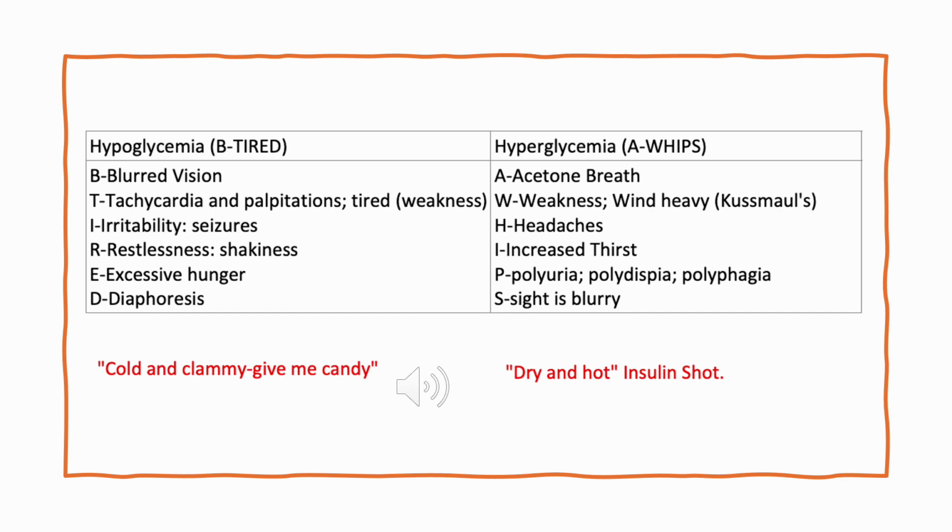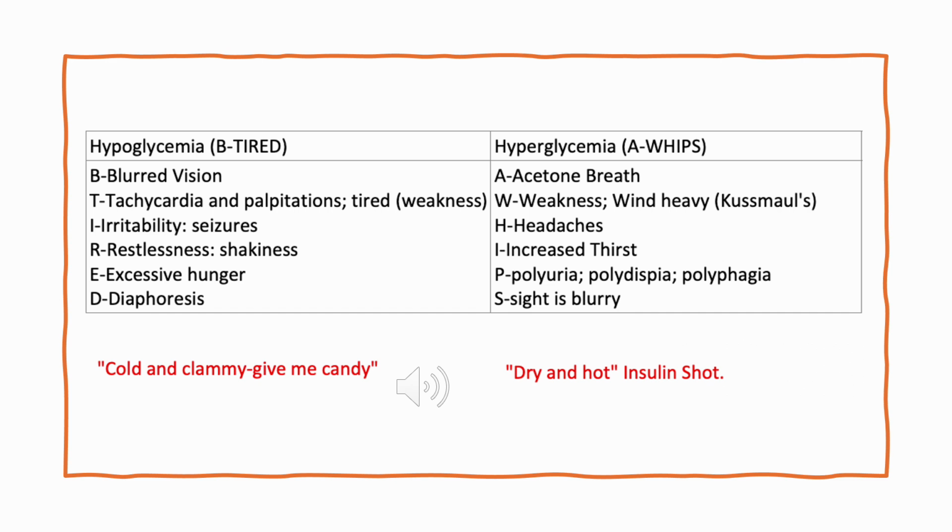T is for tachycardia and palpitations. When your blood sugar goes low, the sympathetic nervous system is activated. That's why the patient is going to have tachycardia and palpitations, which means they could have an irregular heartbeat. They're going to be tired and weak. I stands for irritability. Like yourself, if you get hungry, you can get very hangry, right? And they could develop seizures.